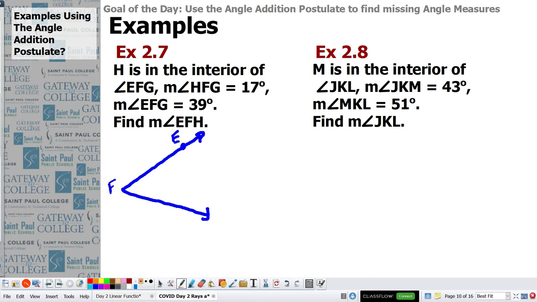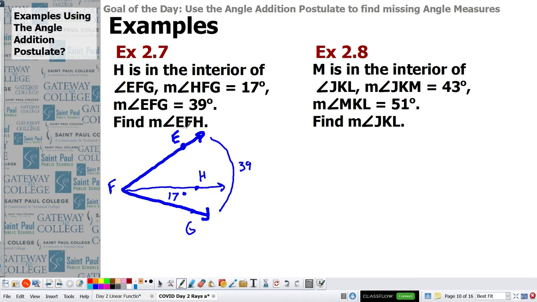I'm going to get a little F, G, and H is somewhere in the interior. There's H. All right. The measure of angle HFG, so that's the bottom piece here, is 17. The measure of EFG, that's the whole thing, is 39.